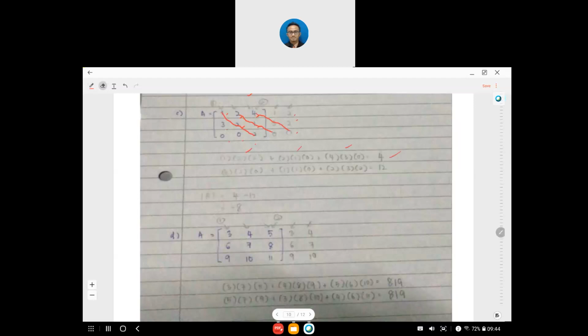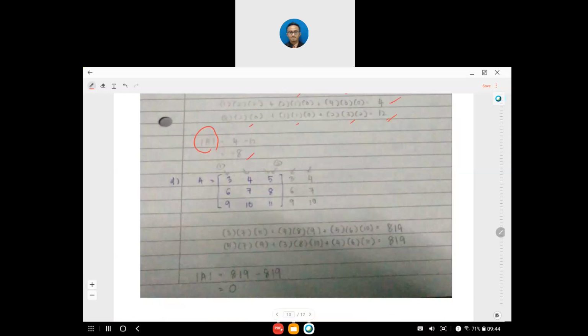Next, 0 times 2 times 4 is 0. 0 times 1 times 1 is 0. And then 2 times 3 times 2 equal to 12. Okay. And then your determinant of matrix A equal to 4 minus 12. You can get negative 8.